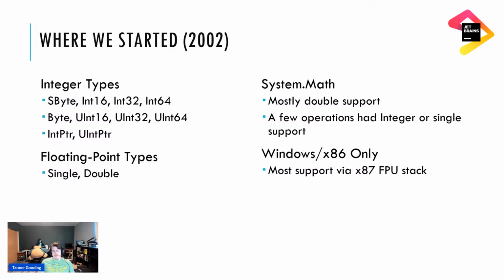We only had System.Math. It basically only provided support for doubles. There were very few operations that actually had integral or even single precision floating point support. And we were Windows only. We also were x86 only, and most of the floating point support was on the x87 FPU. This was before computers started adding things like SIMD support, which allows you to do more operations faster.